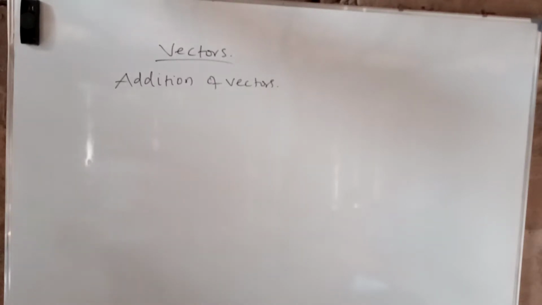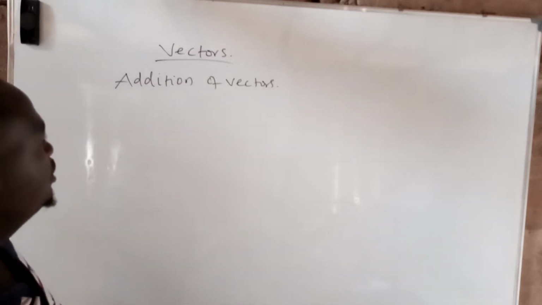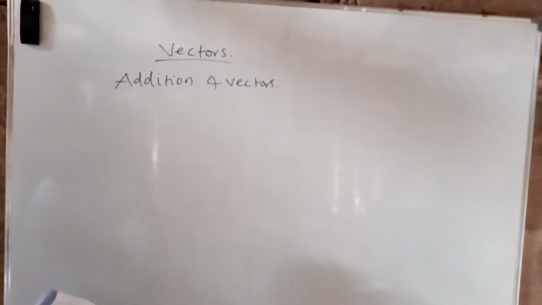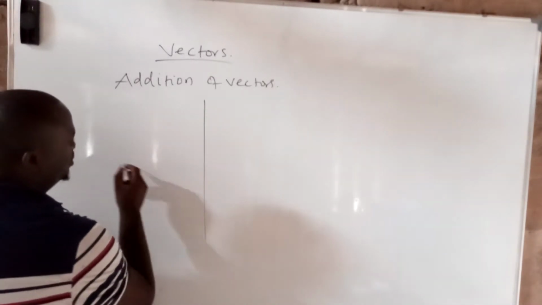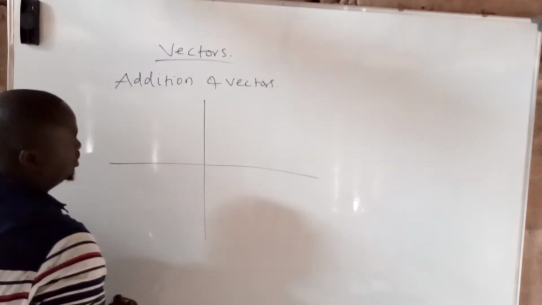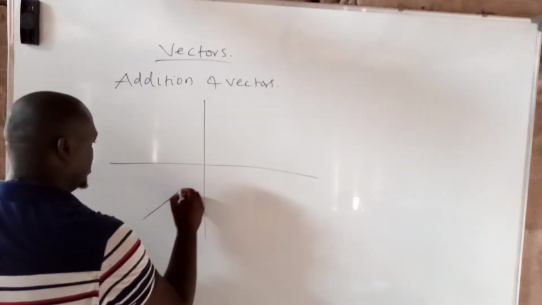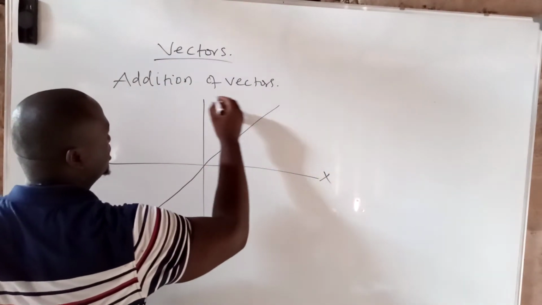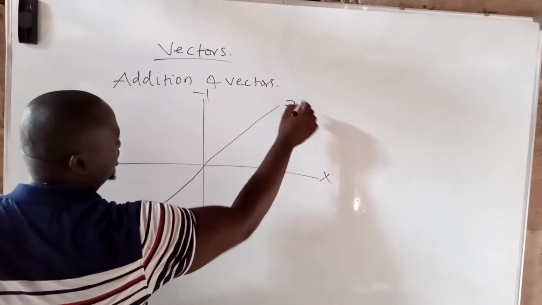Vectors, welcome, let's go. Addition of vectors. Meanwhile, before I continue talking about this vector, when we divide our graph into three axes, we have the x, y, and z. We divide it into an axis. So you will now notice this is the x, this is the y, and this is the z axis.